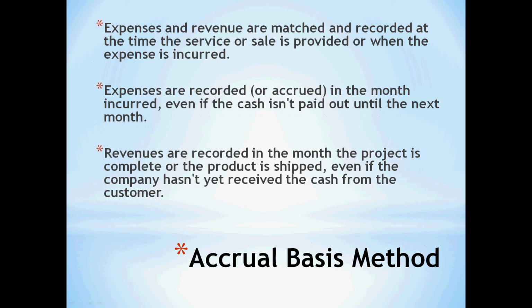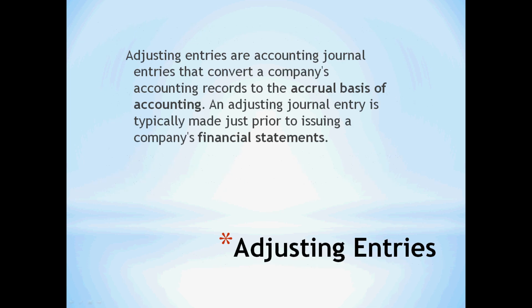For the accrual basis method, expenses and revenues are matched and recorded at the time the service or sale is provided or when the expenses are incurred. Expenses are recorded in the month incurred, even if the cash isn't paid out until the next month. Revenues are recorded in the month the product is complete or shipped, even if the company hasn't received the cash from the customer.